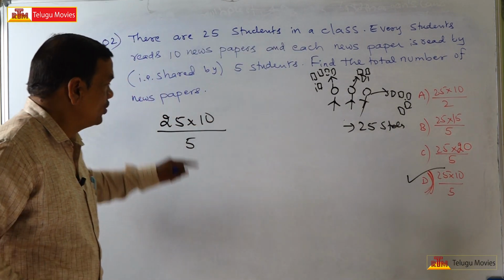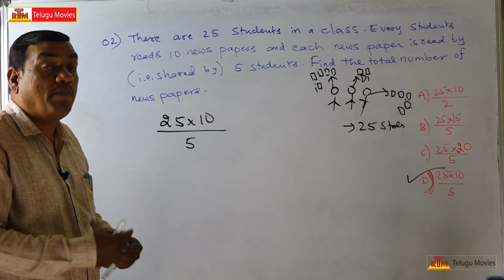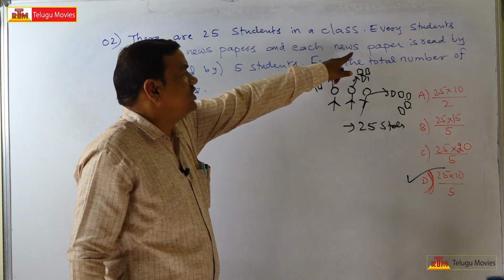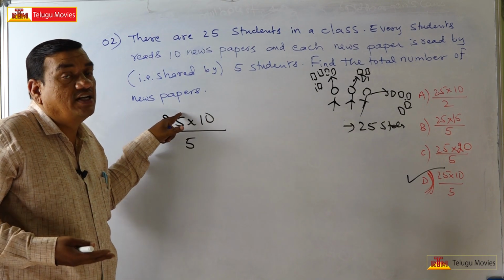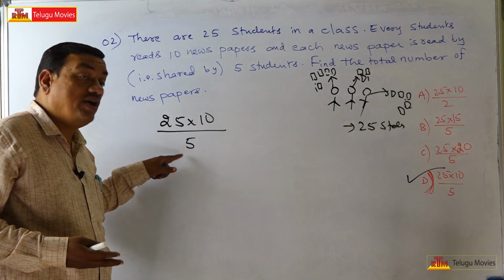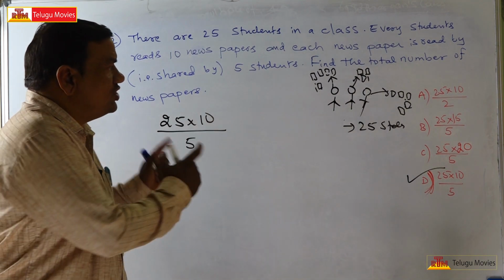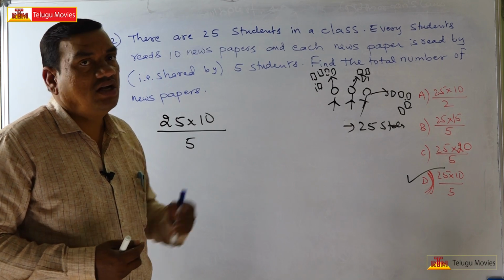The first thing is, without any condition, 25 into 10 newspapers are there. But the intersection part is there. What is that intersection part? Each newspaper is read by 5 students, so you are doing extra counting. If you divide by 5, you get the total number of newspapers. Using this knowledge, we are going to solve a very interesting problem. Let us see that problem.